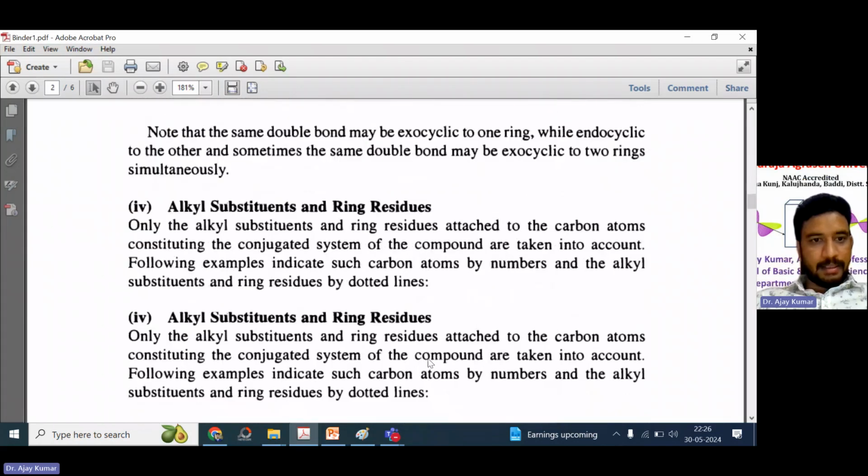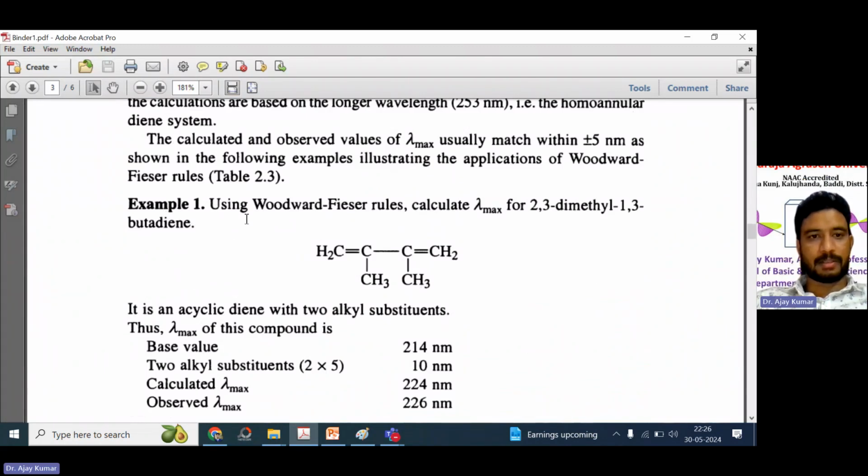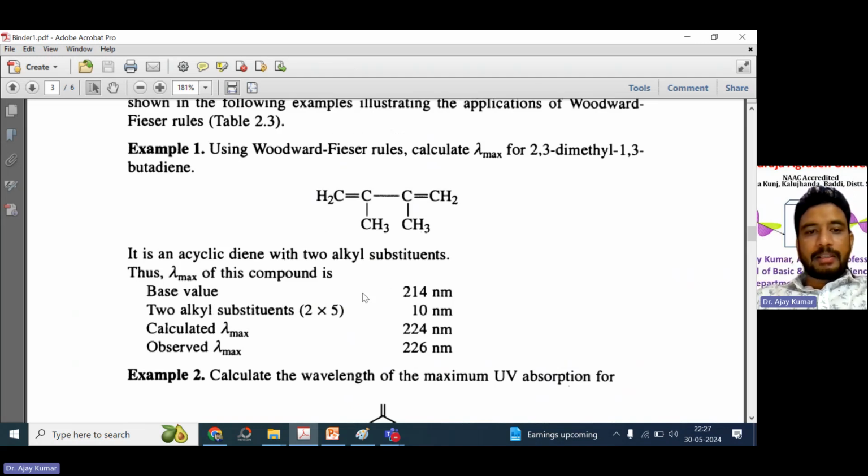Next one is a different example. If we talk about this particular example, CH2 double bond C, CH3, C, CH3, first of all, we have to identify the base value. So this is not a homoannular diene system. This type of compound is considered as an acyclic diene. Acyclic diene means there is no ring. If there is no ring, that means it is an acyclic system.